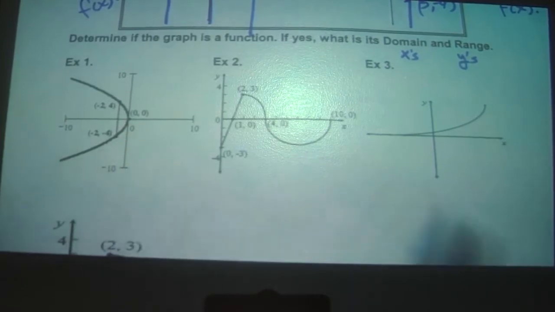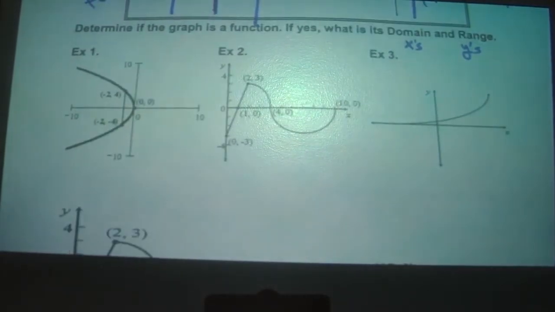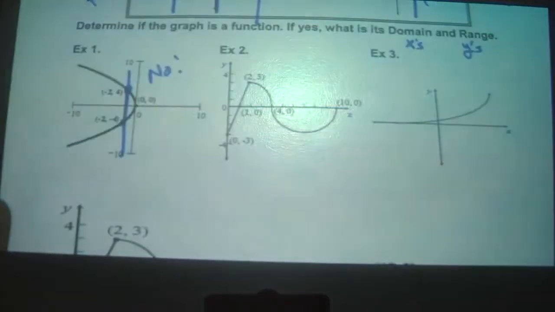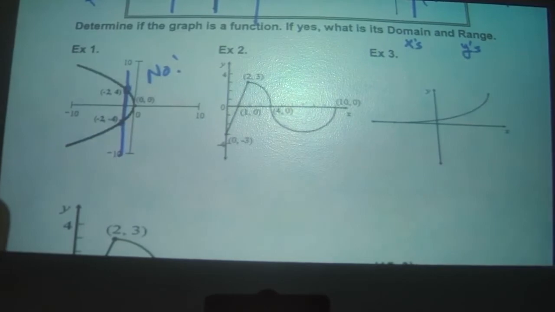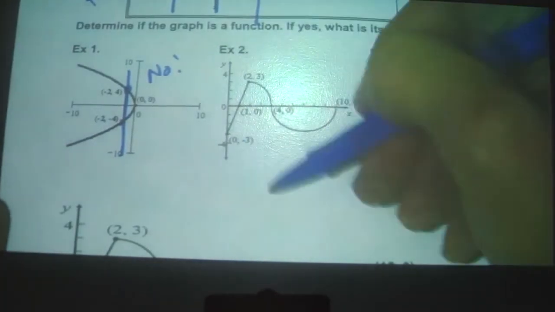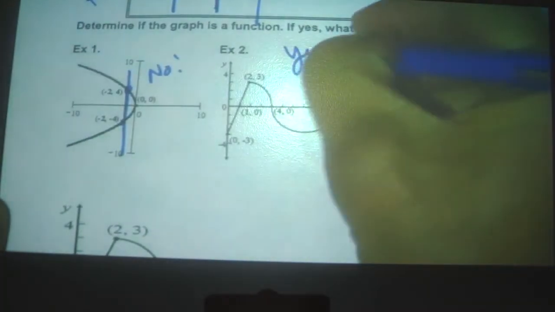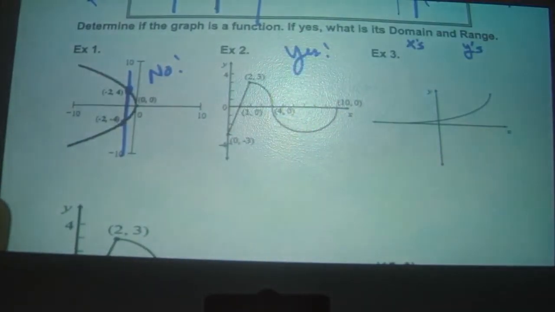Function, not a function. So, boom, no. Perfect. Next, number 2, function, not a function. Does it pass the vertical line test? Function. That's a yes. Now, if it's yes, I have to come up with the domain and range.